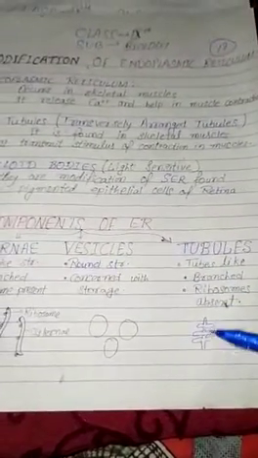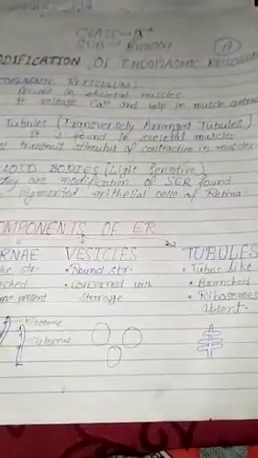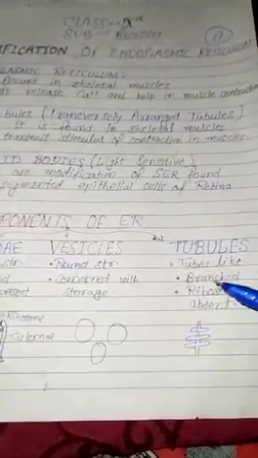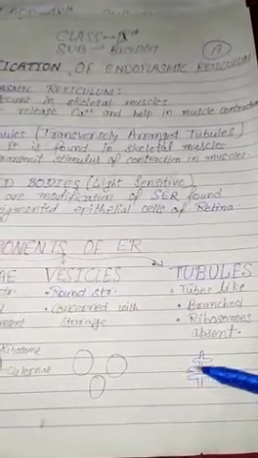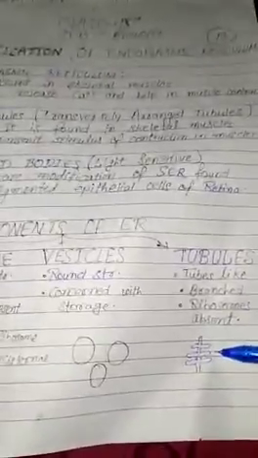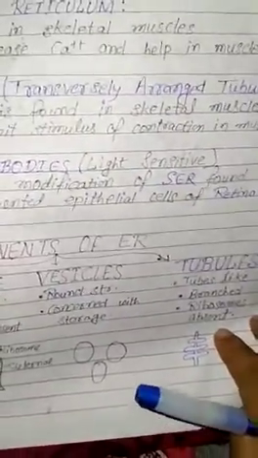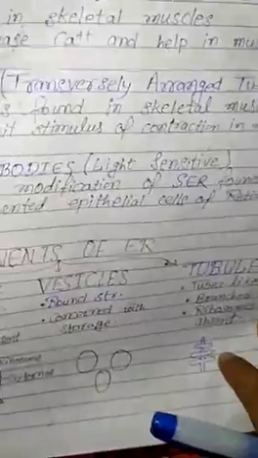And the third component is tubules. Look at this structure. It is a tube-like structure, and it is branched at some intervals. Ribosomes are not present over the tubules. So that was the components of the endoplasmic reticulum.